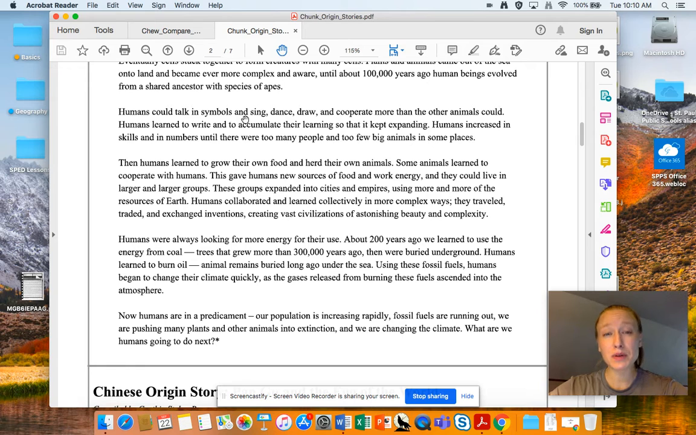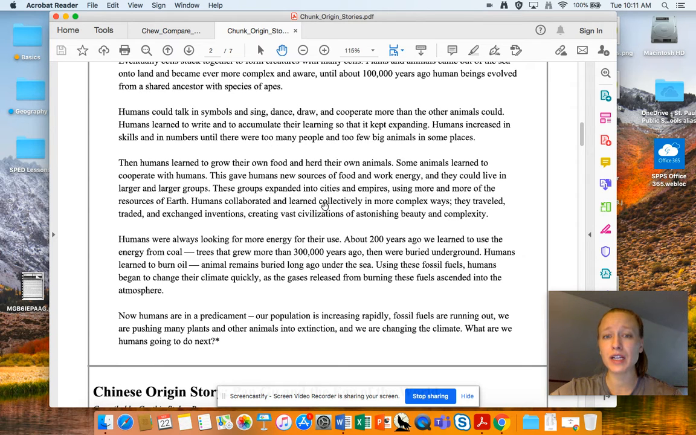Humans could talk in symbols and draw and sing and dance and cooperate more than other animals could. Humans learned to write and to accumulate their learning so that it kept expanding. Humans increased in skills and in numbers until there were too many people and too few big animals in some places. Then humans learned to grow their own food and herd their own animals. Some animals learned to cooperate with humans. This gave humans new sources of food and work energy, and they could live in larger and larger groups. These groups expanded into cities and empires, using more and more of the resources of Earth.